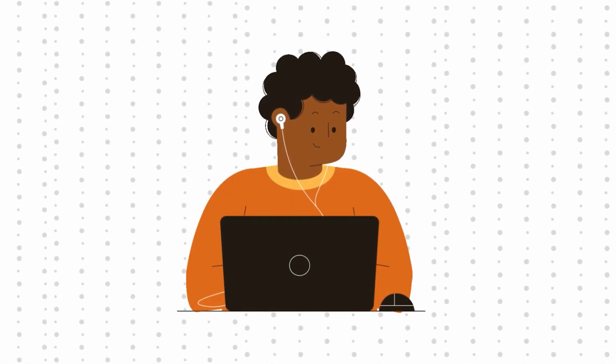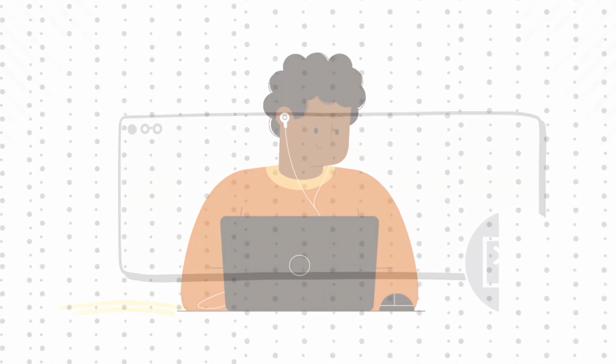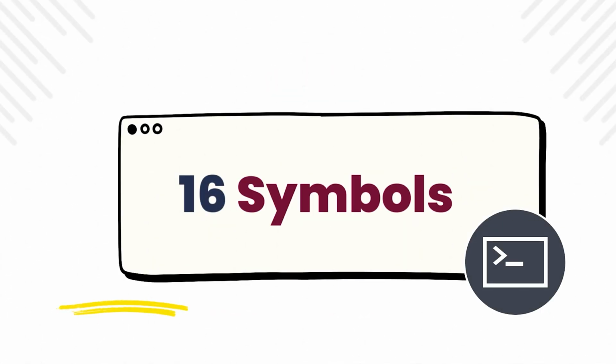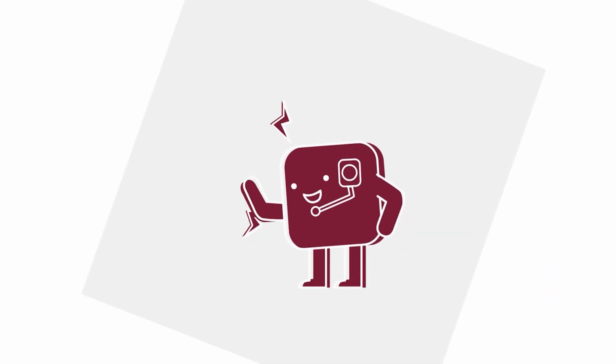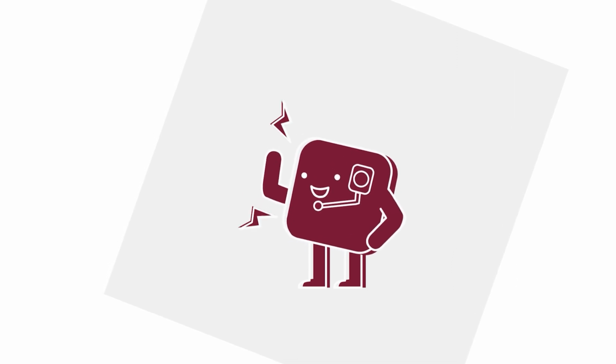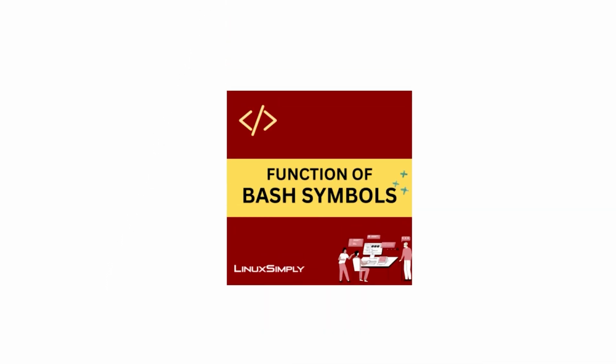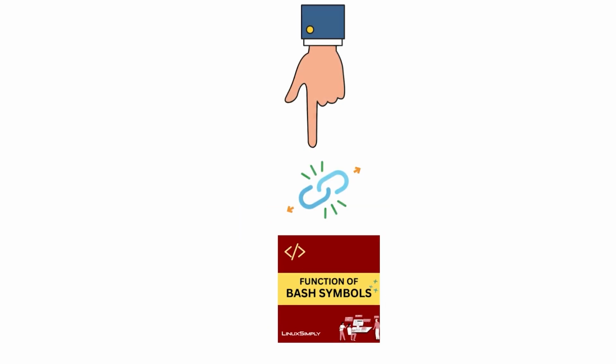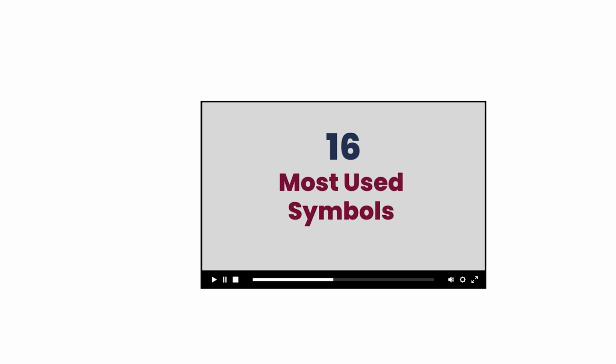So this was all for this video. Here I have described the 16 most used symbols for bash scripts. Also, I have demonstrated some examples at the end of this video. In the upcoming videos, I will describe in detail the execution of bash scripts. So stay tuned for this. Also, if you want to know more, please refer to the article provided in the video description below about the 16 most used symbols for bash scripts.